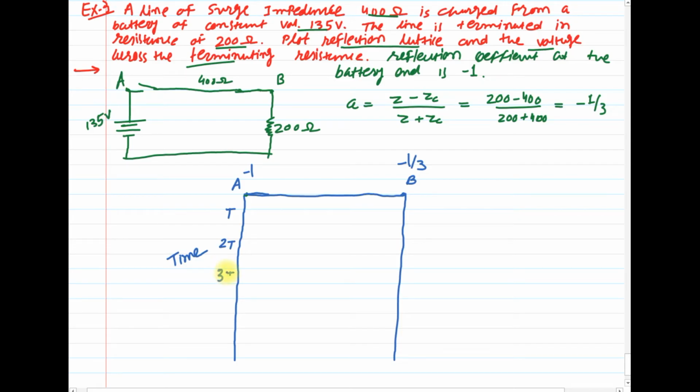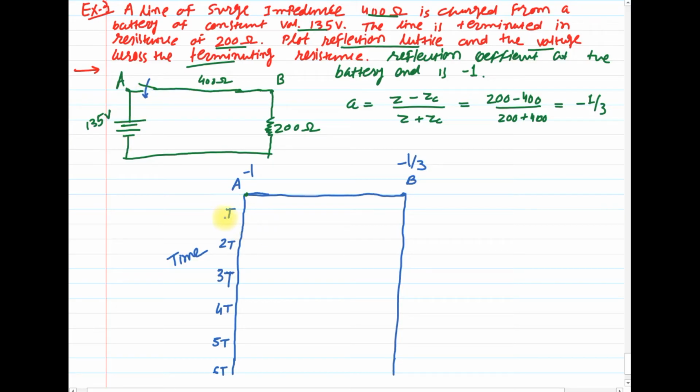Clear? So next 4t and the 5t and so on. You can draw up to whatever length or time scale you want. Clear? So let's start. At t equal to 0 instant, this switch S is closed.